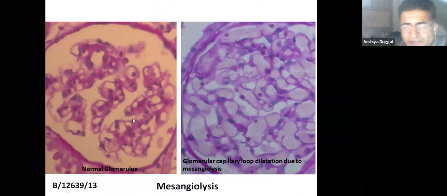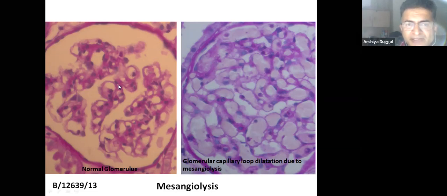There was one glomerulus which was showing mesangiolysis. This is just for comparison. I have shown on the left side a normal glomerulus where you can see the capillary loops. You can see a mesangium where these blue looking nuclei are there. So in a normal mesangium, you can see 2 to 3 nuclei and never more than 4 nuclei. If there are more than 4 nuclei, you think more in terms of mesangioproliferative kind of morphology.